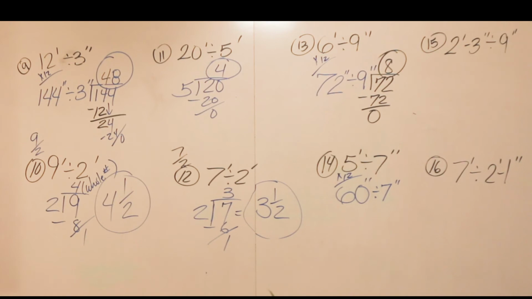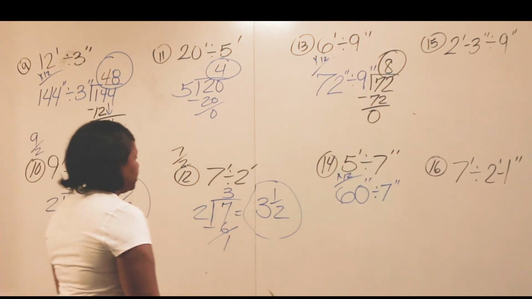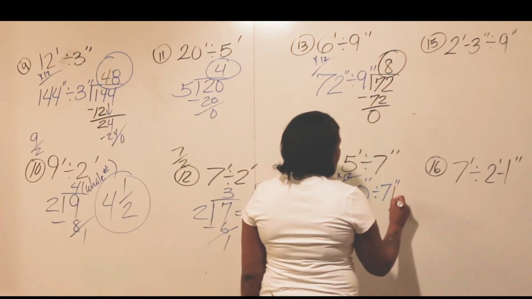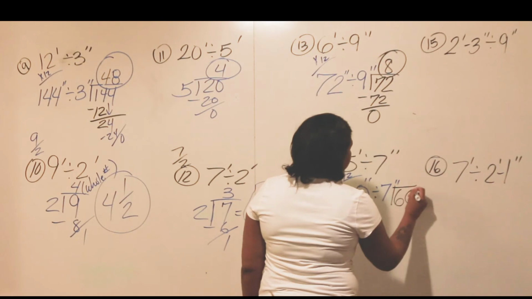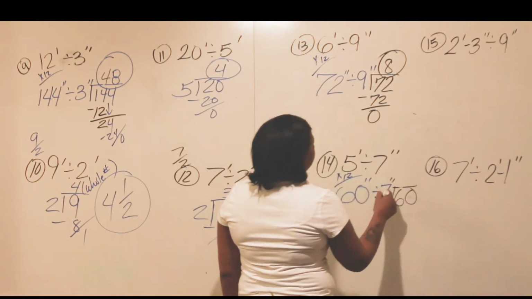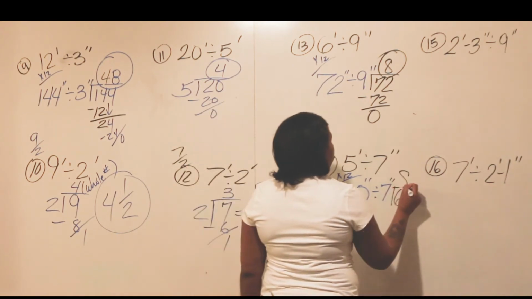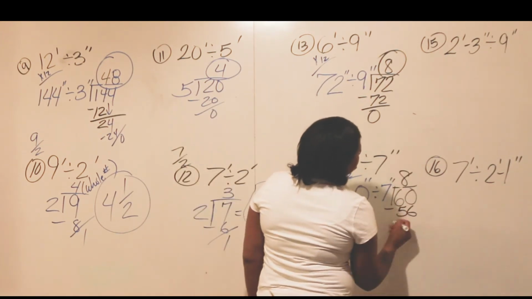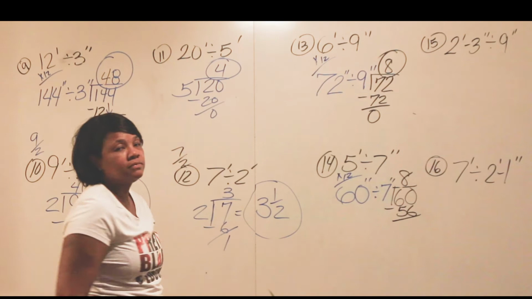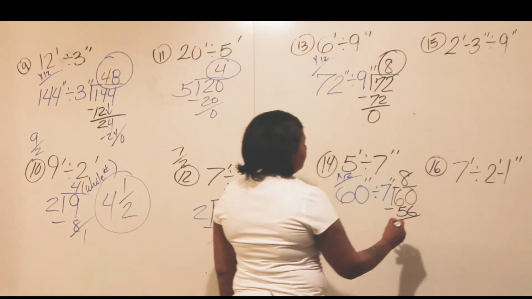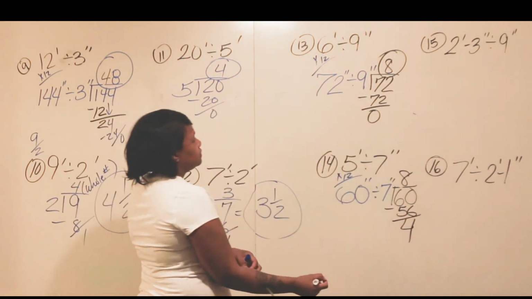Okay, so now we have 60 inches divided by 7 inches. The measurements are the same. Now what do we do? Just regular division. How many times can 7 go into 60? 60 divided by 7 is 8, which leaves us with 4.